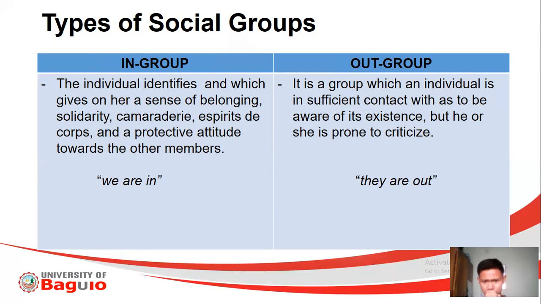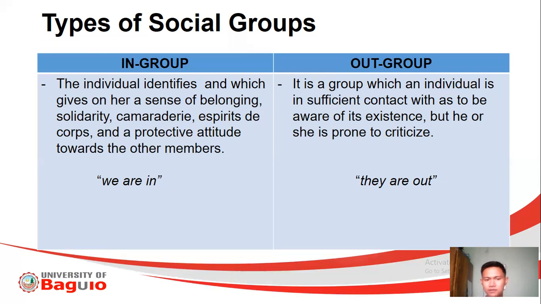Okay. Now next, so we have the out-group here. It is a group with which an individual has sufficient contact to be aware of its existence, but he or she is prone to criticize it. Okay, so when you say out-group naman dito, ito na yung sinasabi ko sa iyo kanina na you want to be separated from the principle of a certain group. So meaning, meron pa ring isang group, pero when we're saying out-group, it is somewhat dispersed.